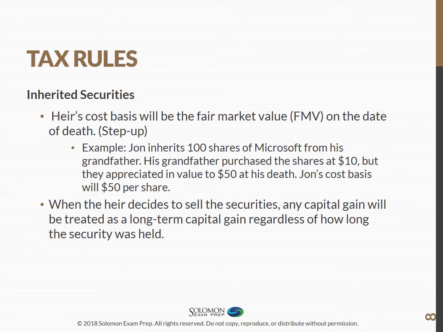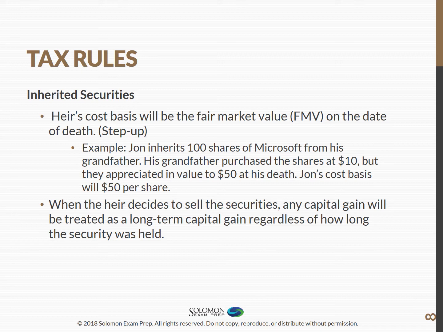The cost basis of any inherited shares is the fair market value on the date of death. Sometimes we say that the person gets a step up to the fair market value. Let's look at an example. John inherits 100 shares of Microsoft from his grandfather. His grandfather purchased the shares at $10 per share, but they have now appreciated in value to $50 at his death. John's cost basis will be $50 per share.